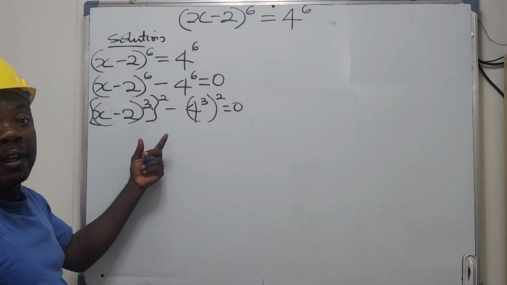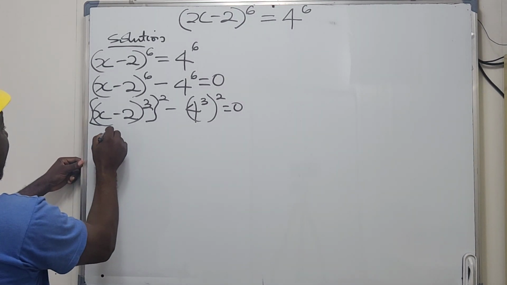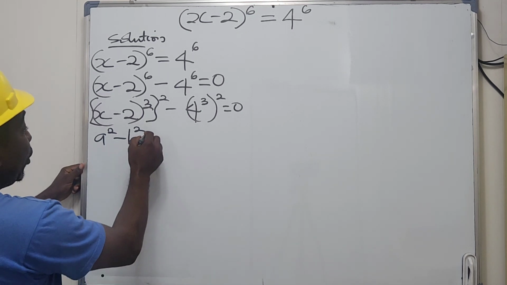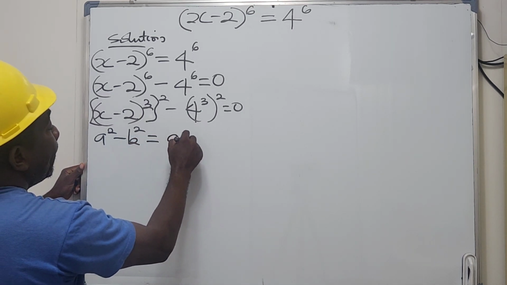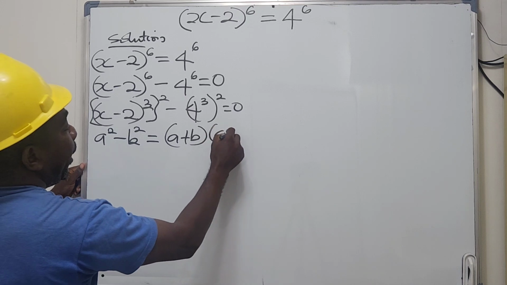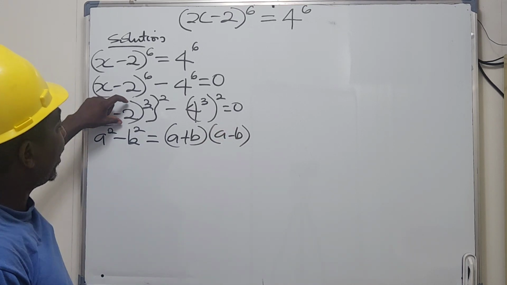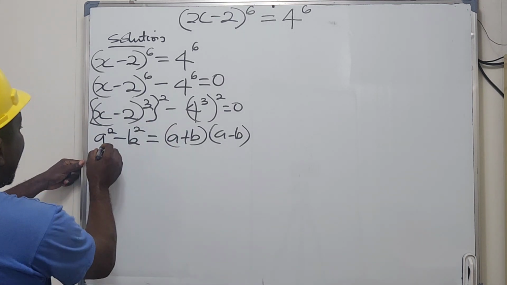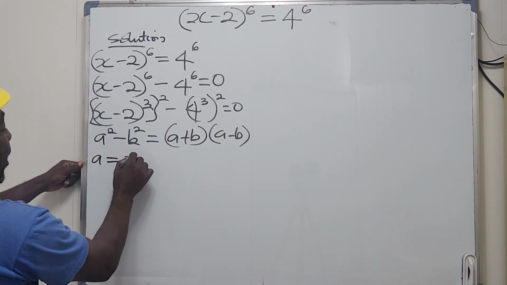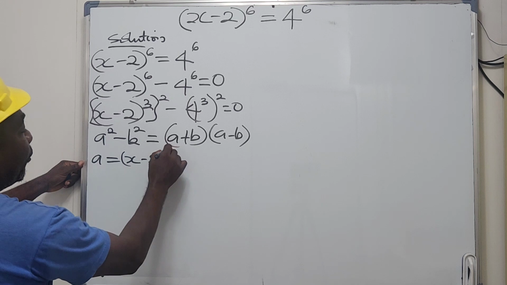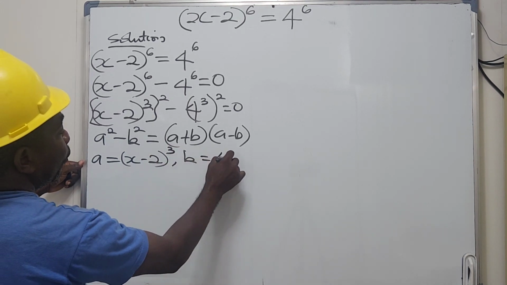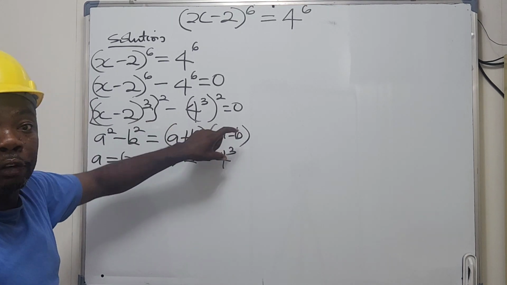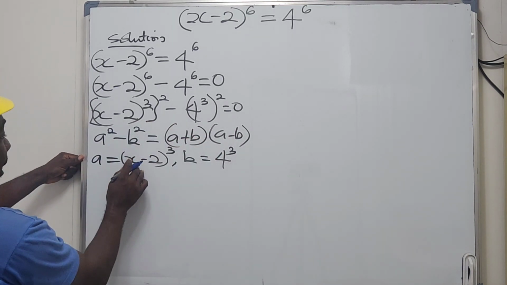If you look at this, it is in the form a to the power of 2 minus b to the power of 2. Difference of 2 squares has the solution a plus b into a minus b. So we are going to express this using the difference of 2 squares, where we have the value of a equals (x minus 2) to the power of 3 and also b equals 4 to the power of 3.